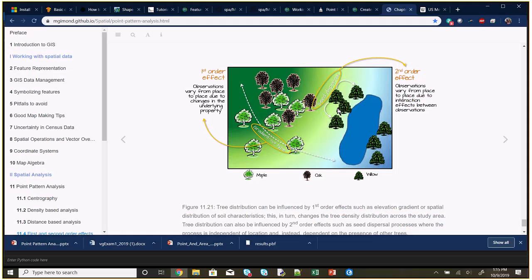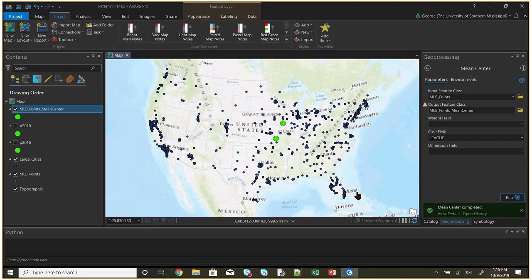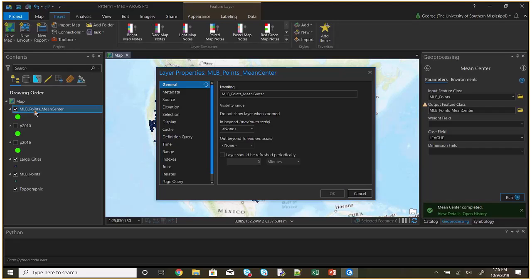Now, if we did this with the trees, and we set a case field for the tree type, how many features would we get in the output? Three, exactly. We get three different features, and they would be the center of the oaks, the center of the maples, and the center of the willows. So that's what that does. And the reason why you didn't weight them this time is you just want to see the pattern. I don't have a field to really weight them by. If I had the populations, or how much money they spent, I could weight it by that.